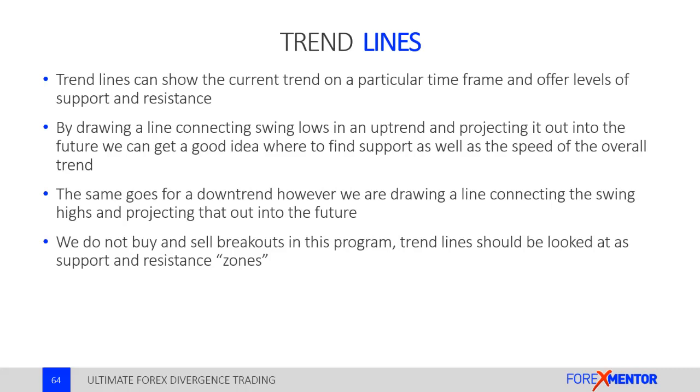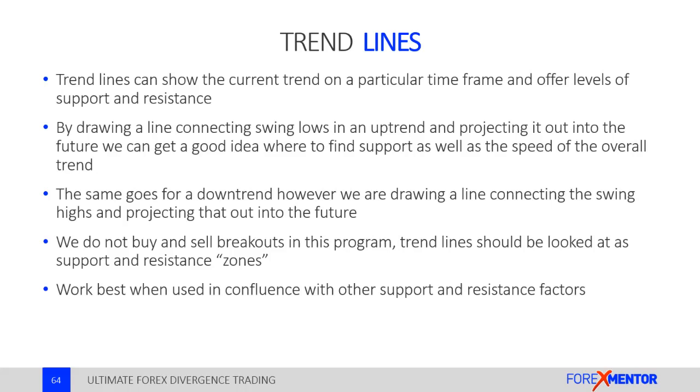We'll actually see divergence develop a lot around these types of trend lines, and obviously these work better on the higher degree time frames. They're stronger, more powerful, as with most technical indicators, and they work best when used in confluence with other support and resistance factors. So if you have a trend line that lines up with other price support and resistance, or with Fibonacci levels, or with a pivot point, it's even more powerful.